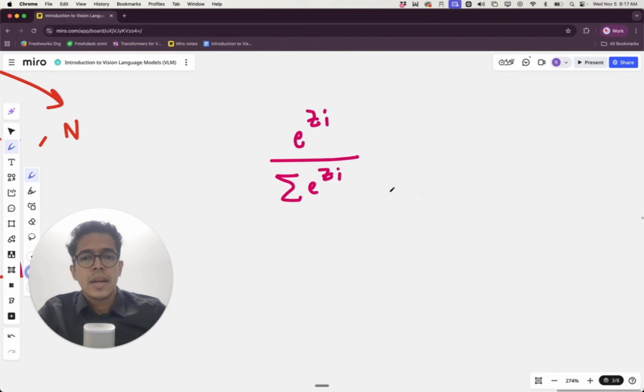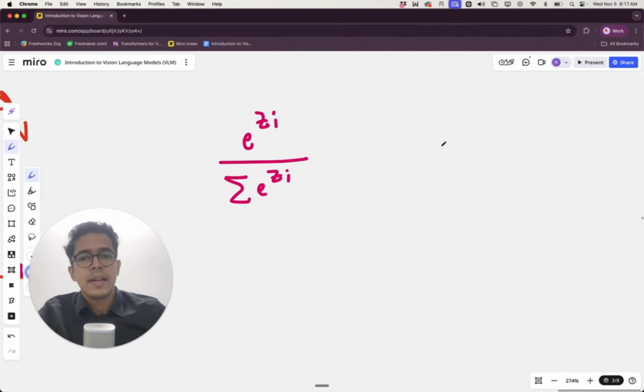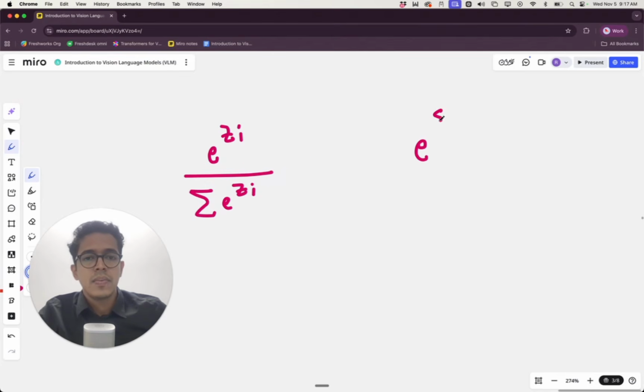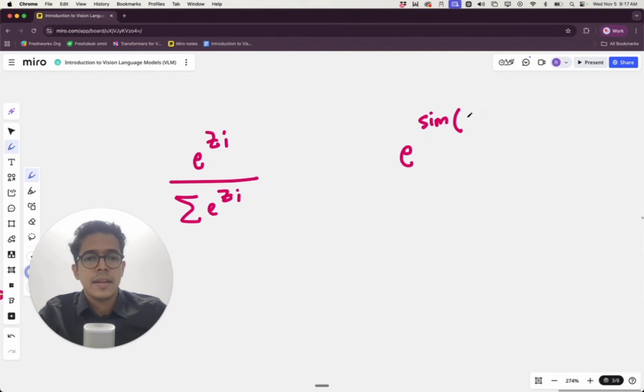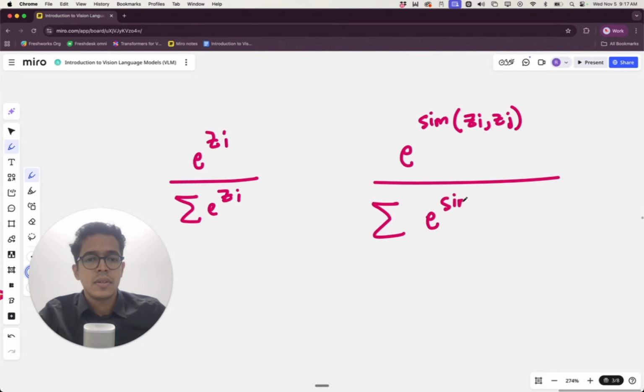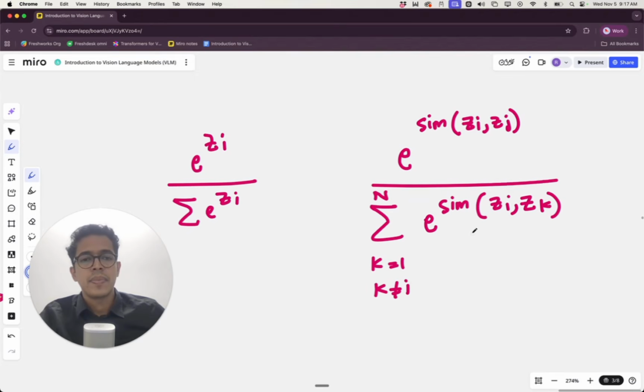And how would this look if zi were the cosine similarity scores? It will look like e raised to the similarity score between zi and zj, which is the cosine or dot product similarity, divided by sigma e raised to the similarity between zi and zk, where k runs from 1 to n, but k should not be equal to i, because then this will be zi and zi. So k is not equal to i.